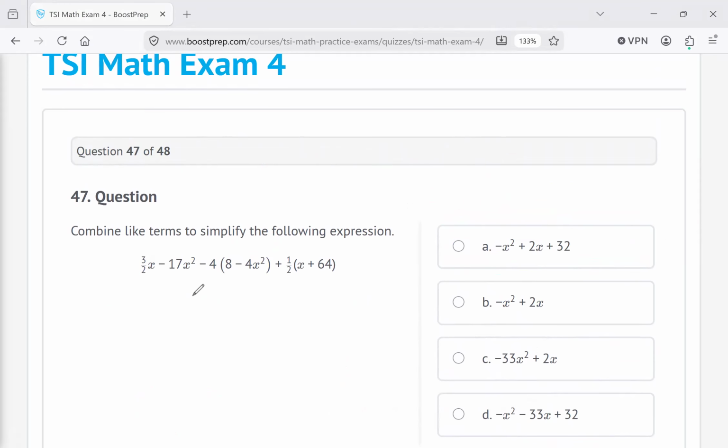What they want you to do is just simplify. So go ahead and simplify. We have parentheses, and we always check if we can simplify the inner parentheses. We have 8 minus 4x squared, and x plus 6 squared. No, we can't, so let me simplify that. -4 times 8 is -32. -4 times -4 is +16x squared. 1/2 times x is 1/2 x. And then 1/2 times 64 is 32.